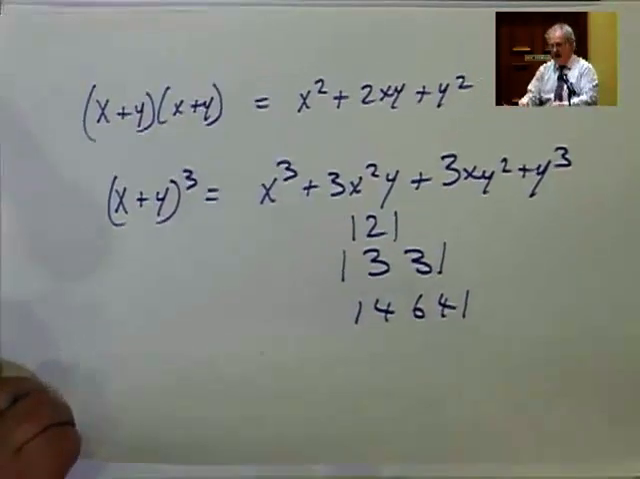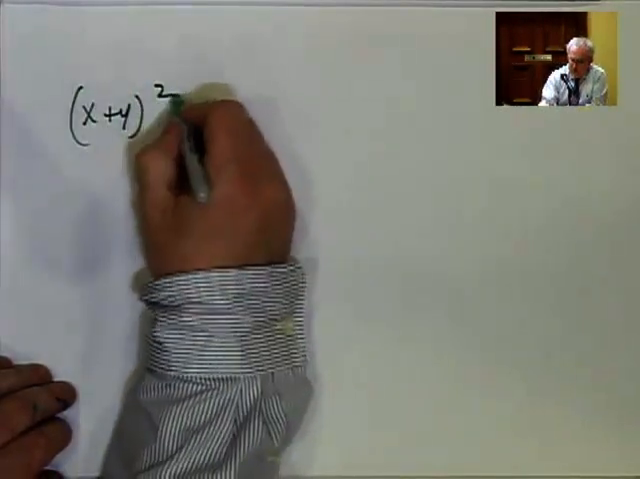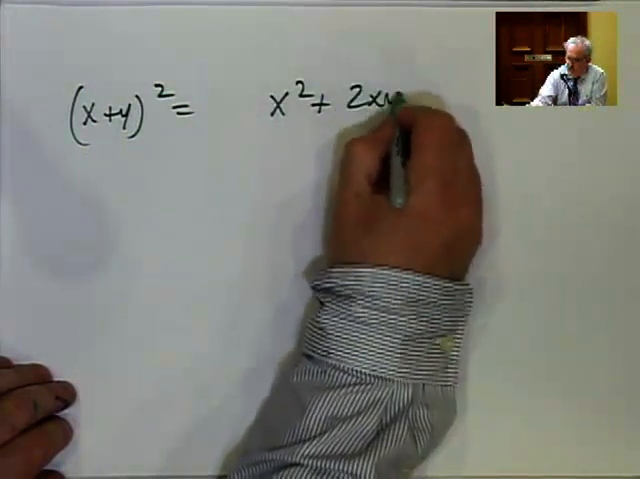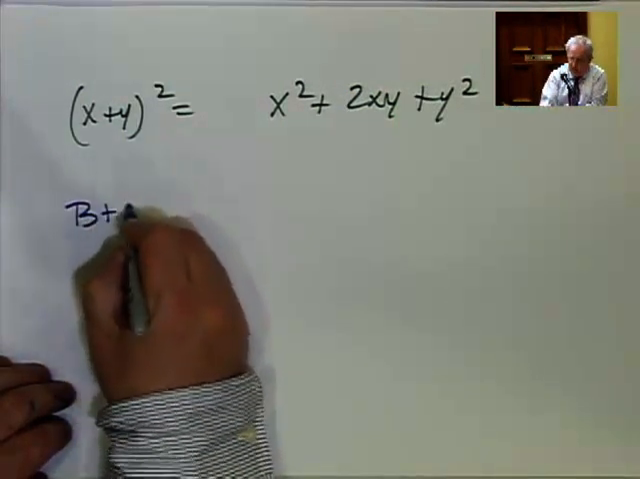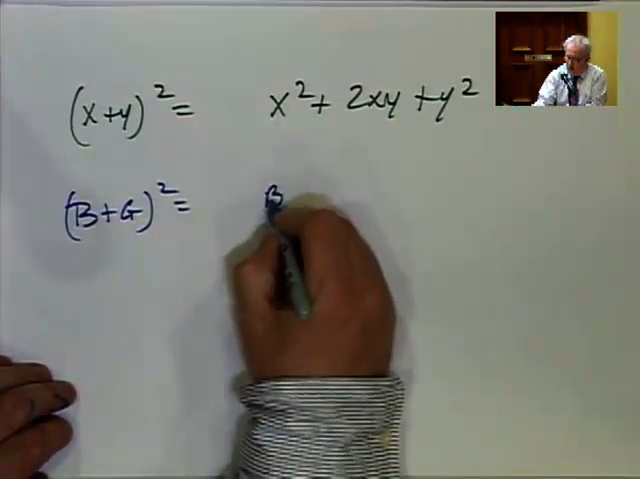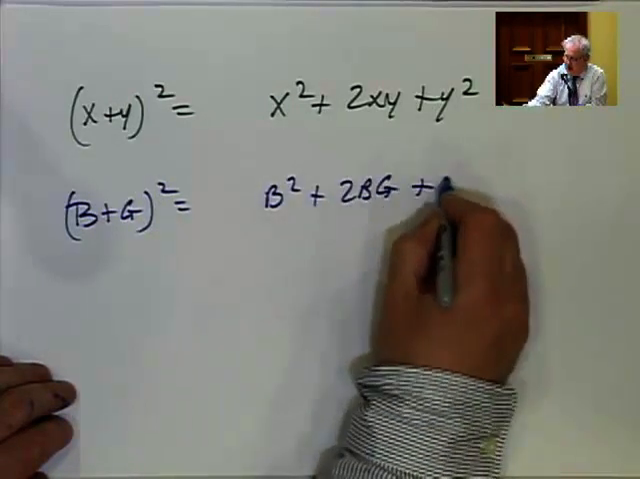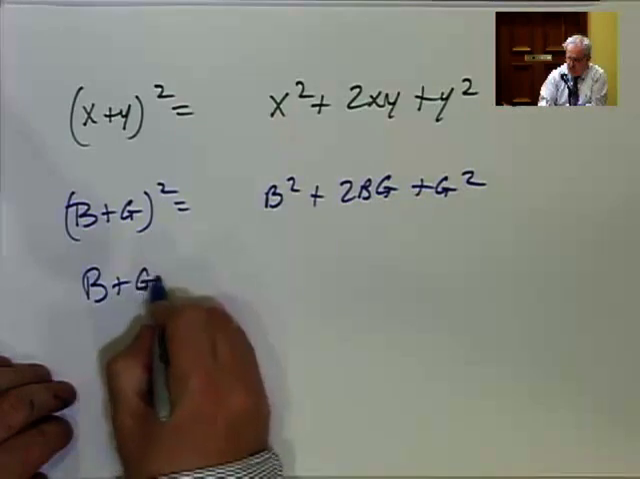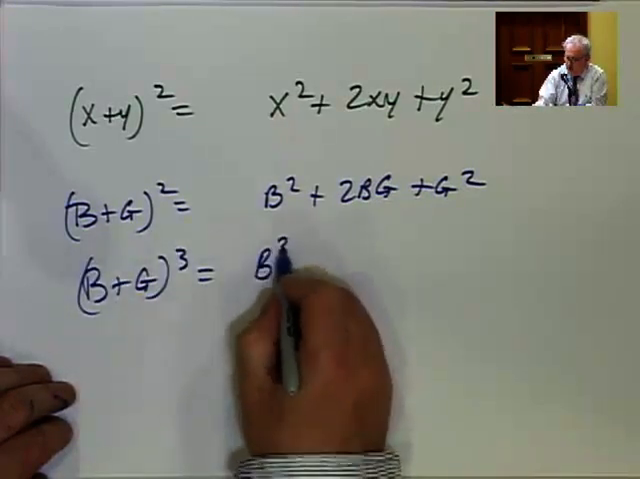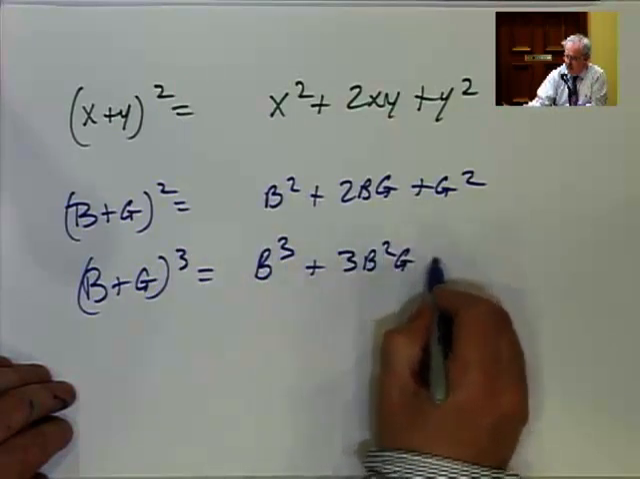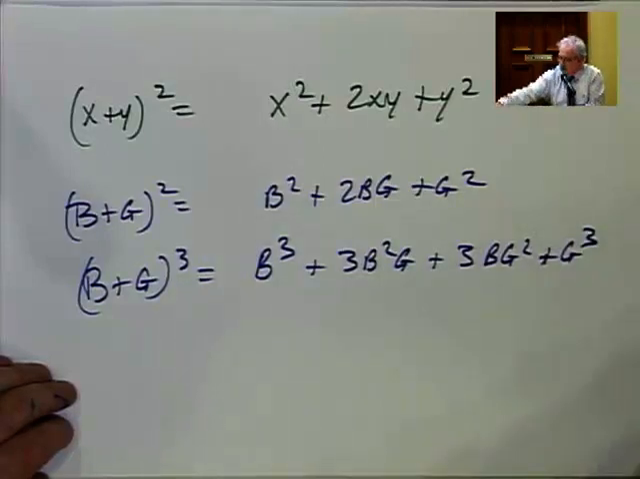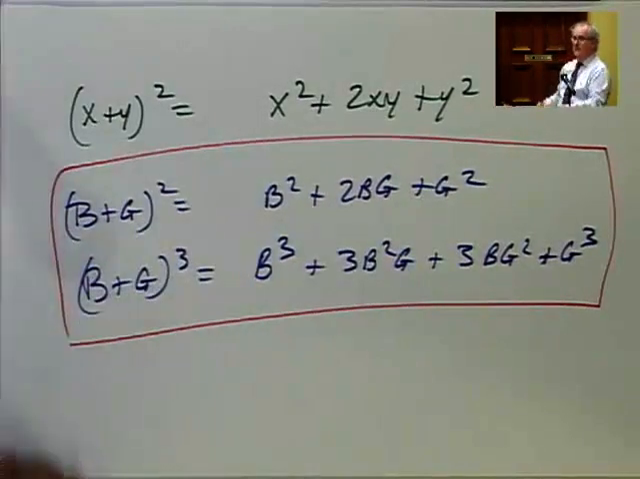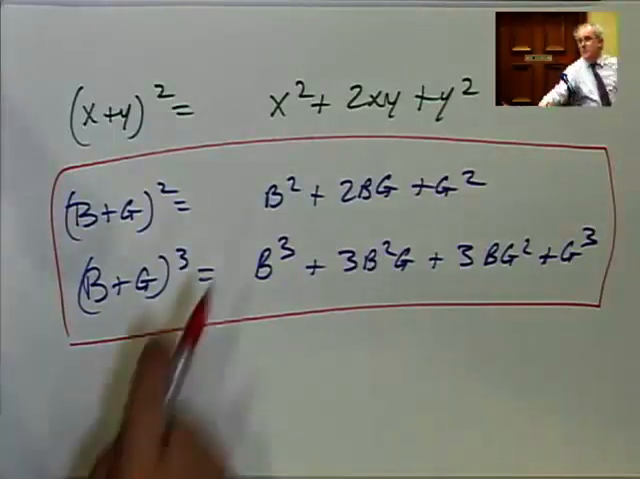Well, just imagine, I think they give you the wrong question. Instead of doing x plus y squared and giving you x squared plus 2xy plus y squared, what they should do is the calculation b plus g squared. b squared plus 2bg plus g squared. And b plus g cubed is b cubed plus 3b squared g plus 3bg squared plus g cubed. I think people would understand those two an awful lot better than the first one.